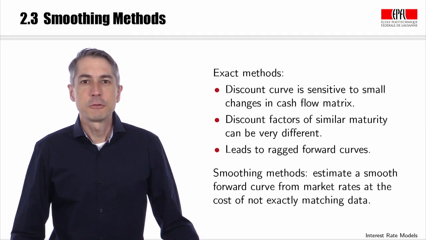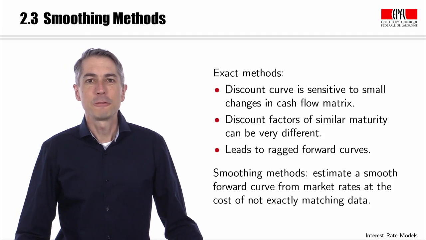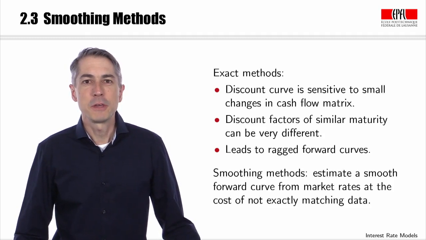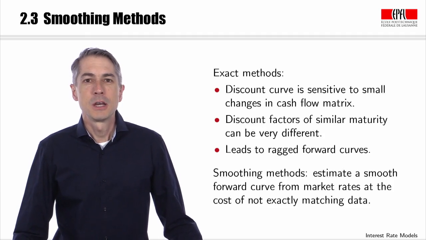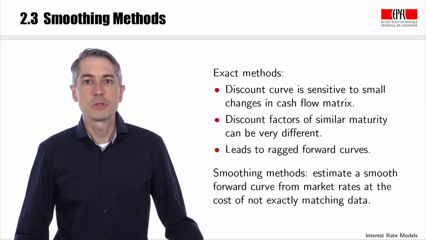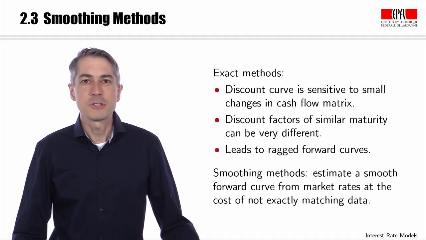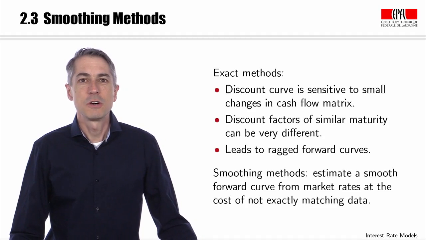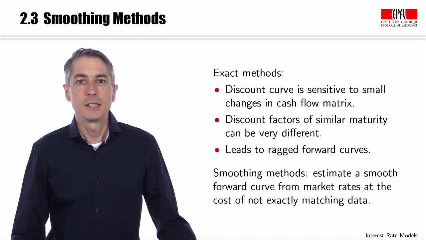If our object of interest is a smooth forward curve, we should apply a smoothing estimation method. That is, we should directly estimate a smooth forward curve from market rates at the cost of possibly not matching exactly the data.